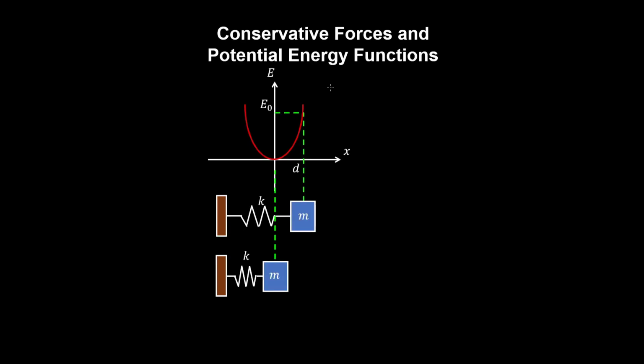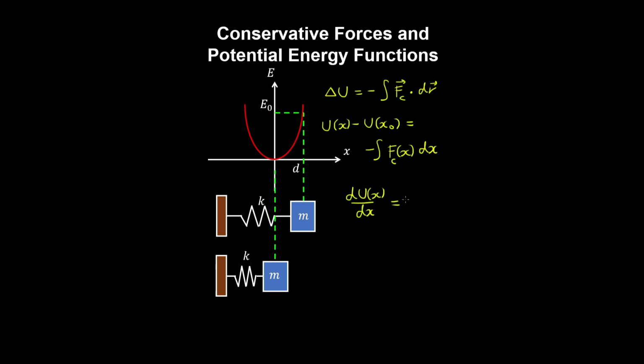In previous videos, we saw that the change in potential energy is equal to the negative of the work done by a conservative force. And in one dimension, this can be written as follows. So differentiating both sides, the second term on the left drops out, and the derivative of the integral is the integrand. So therefore we have a relationship between the conservative force and the potential energy function.